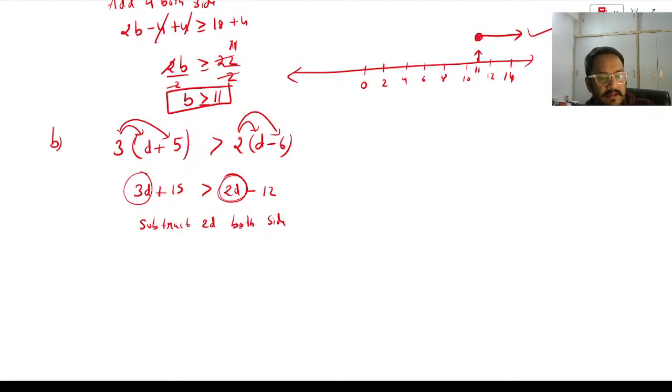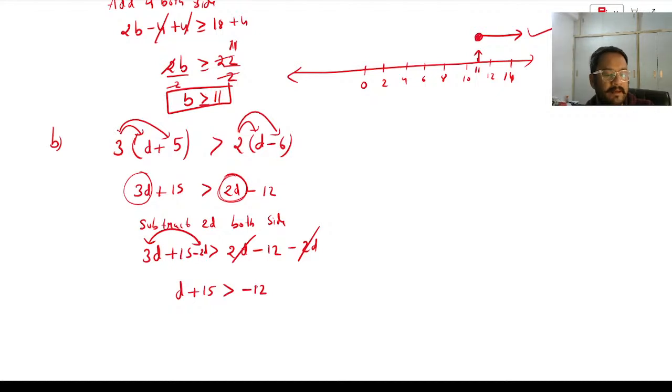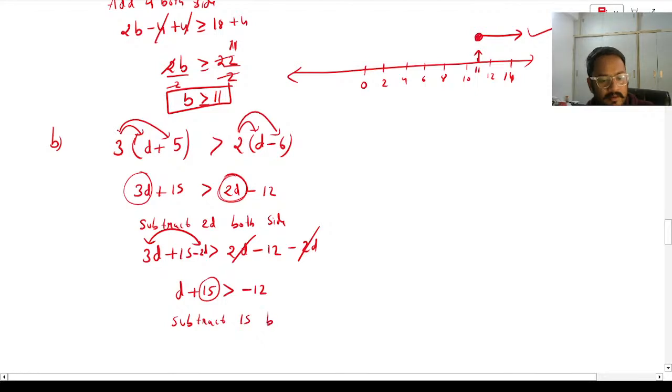So subtract 2d both sides will give you 3d plus 15 is greater than 2d minus 12. Now I want to subtract 2d, so I will write minus 2d here, and here also minus 2d. Then 3d minus 2d will give you d plus 15, right? That is greater than, now 2d and 2d can be cancelled, so this will be minus 12. Now I want to eliminate this 15, so subtract 15 both sides.